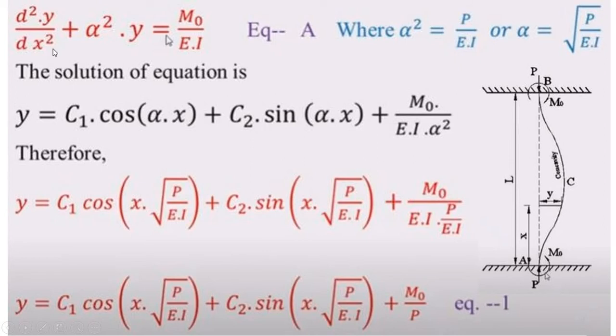Now this equation can be written as d square y by dx square plus alpha square y equal to M0 divided by EI. This is taken as equation number A, where alpha square equals P by EI, or alpha equals under root P over EI.